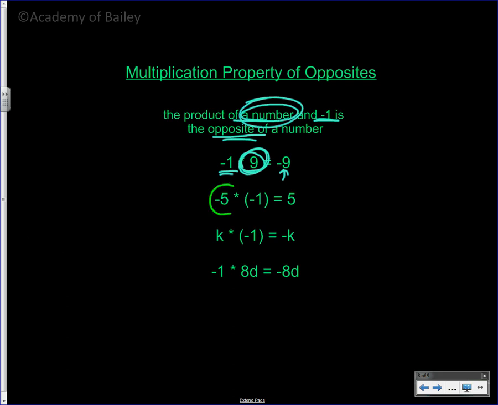Remember, if you have -5, you multiply it by -1, and look at this, +5 is the opposite of the number you started with. It's going to be the multiplication property of opposites. Positive k, the opposite of positive k is a negative k, and you multiplied the positive k by -1 to get the opposite.